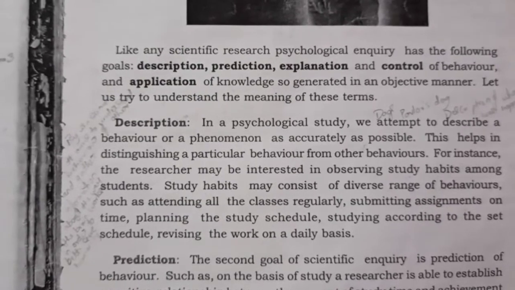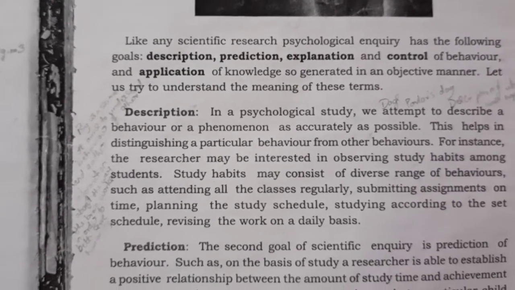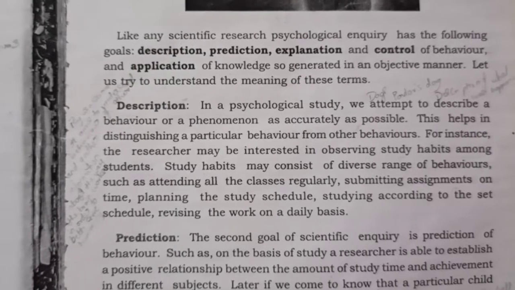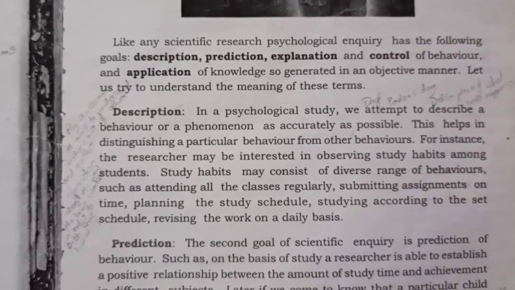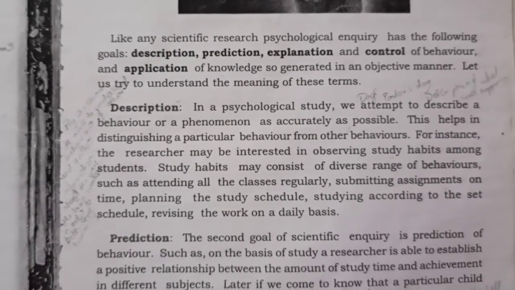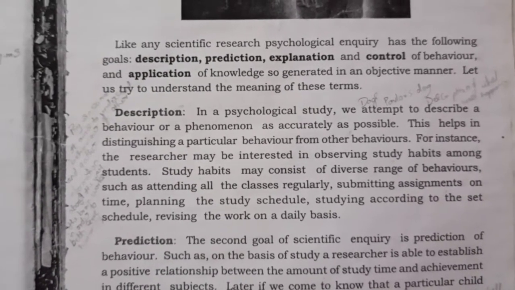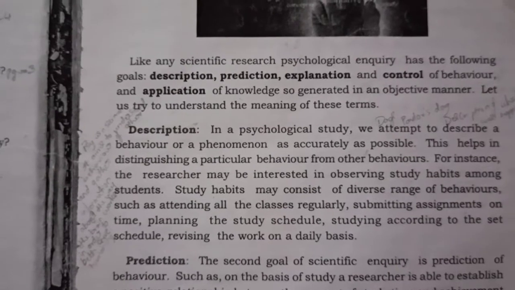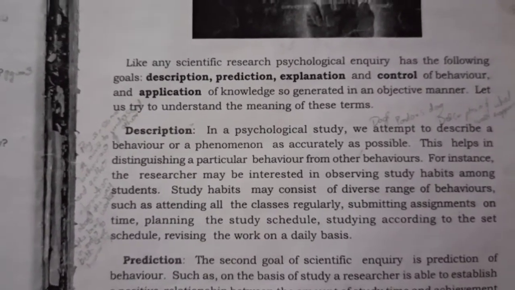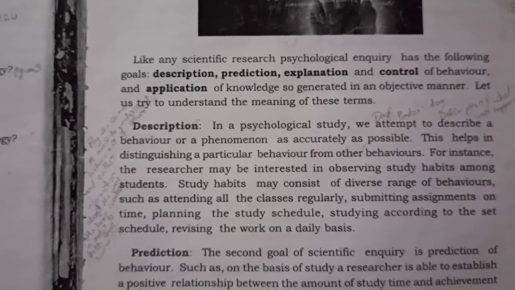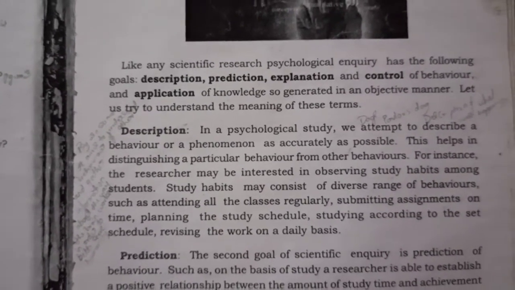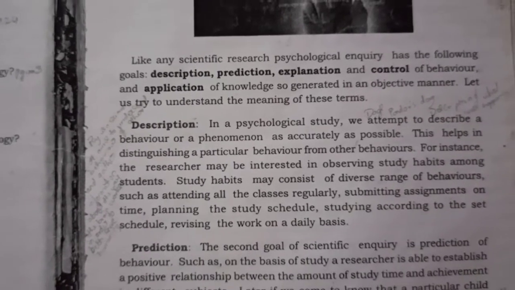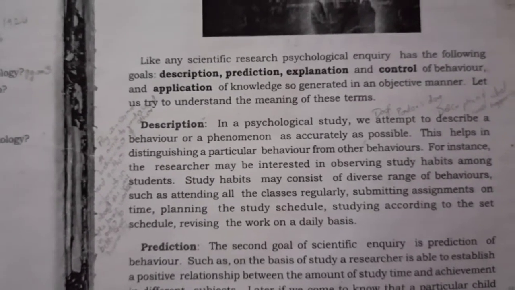For instance, the researcher may be interested in observing study habits among students. Study habits may consist of a diverse range of behaviors, such as attending all the classes regularly, submitting assignments on time, planning the study schedule, studying according to the set schedule, revising the work on a daily basis. So here they have given us an example where the researcher can conduct a psychological study on students, and all the students will not be the same. Every student's behavior is very different from other students' behavior.